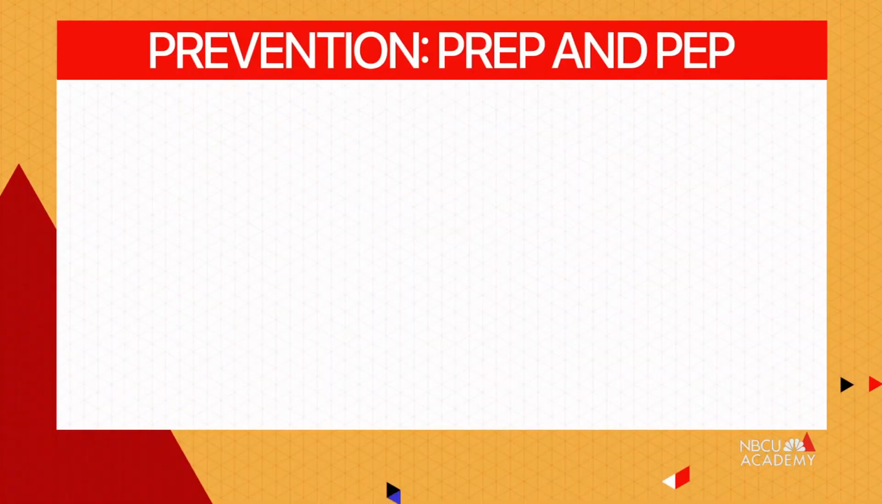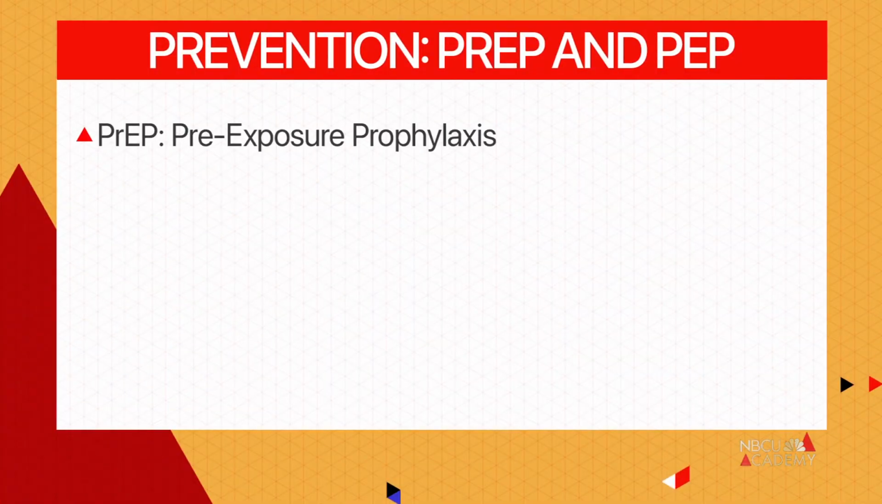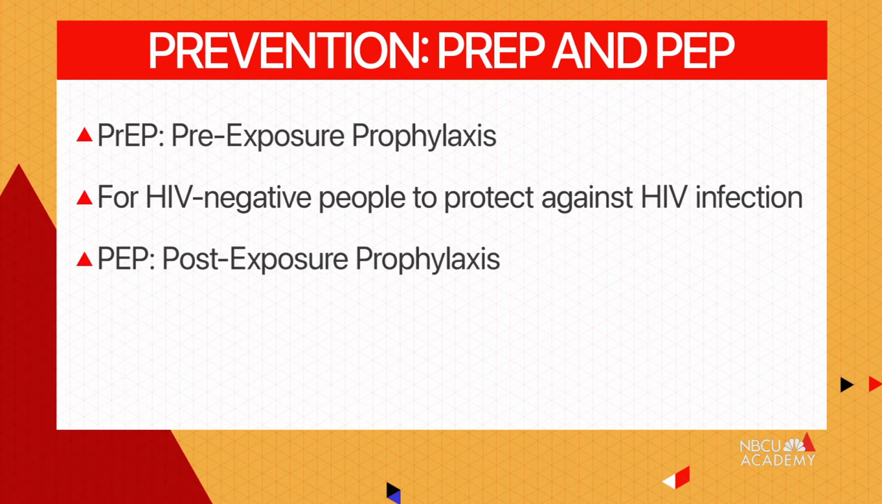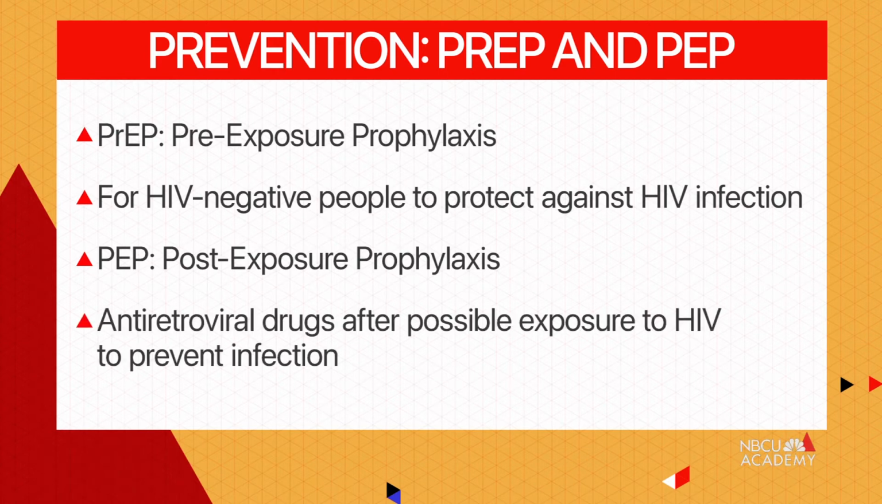And when speaking about prevention, there are two acronyms you should know, PrEP and PEP. PrEP stands for Pre-Exposure Prophylaxis. This involves HIV-negative people taking a drug that will protect them against infection before potential exposure to the virus. Then you have PEP, which stands for Post-Exposure Prophylaxis. This involves taking antiretroviral drugs after a person may have been exposed to HIV in order to prevent infection.